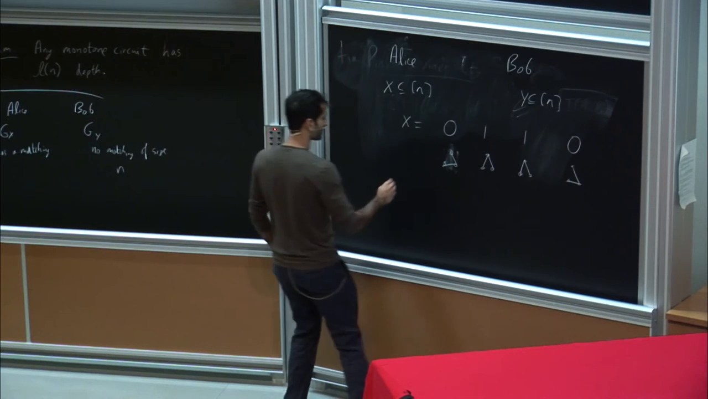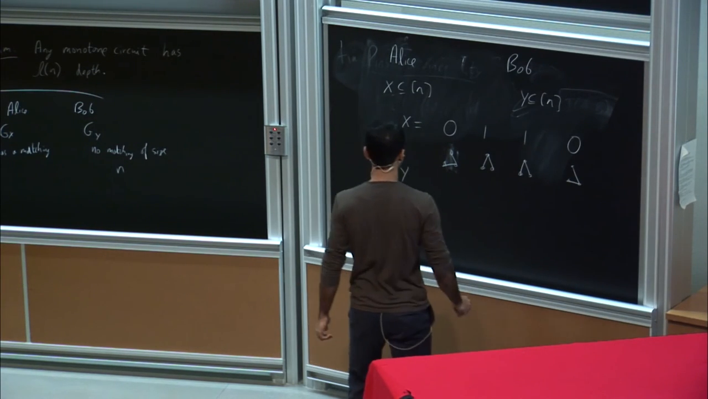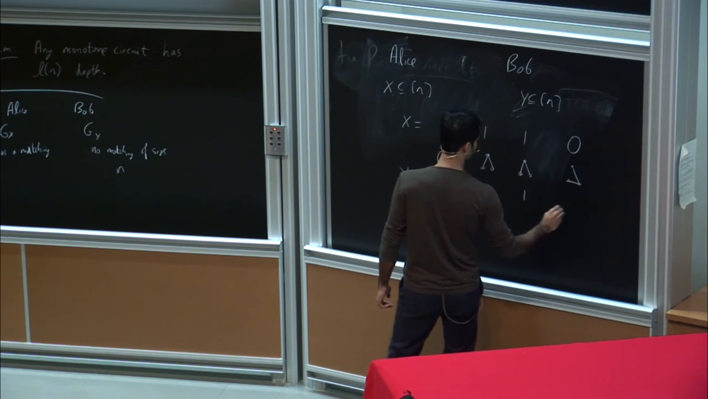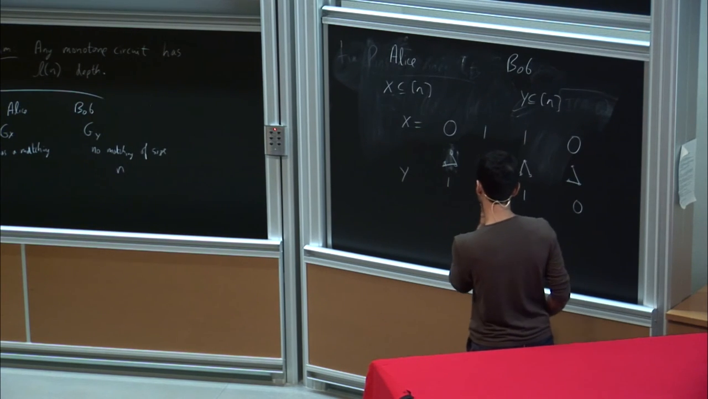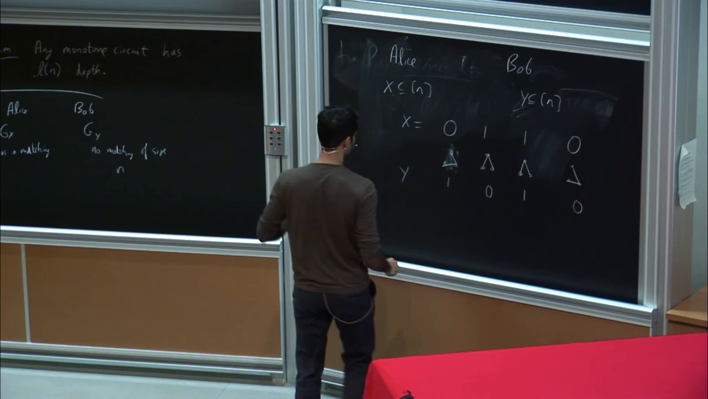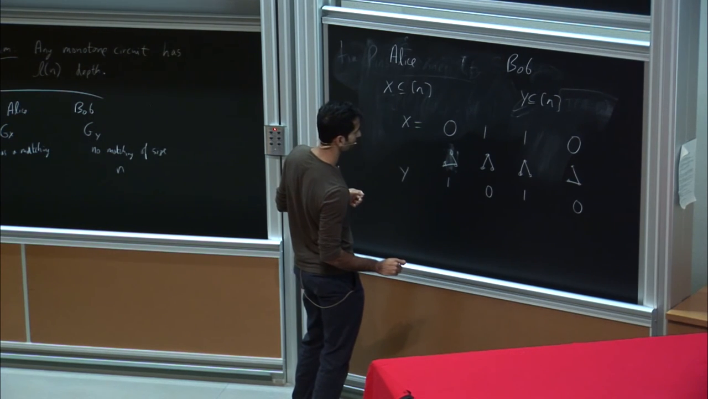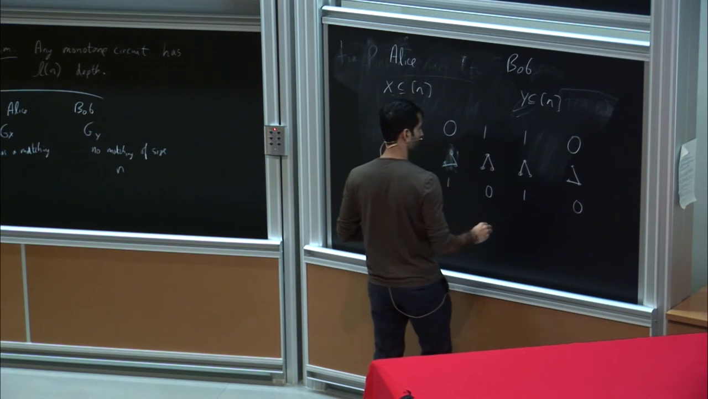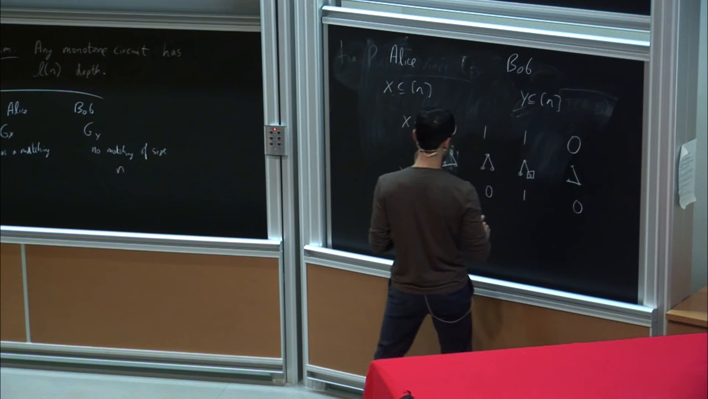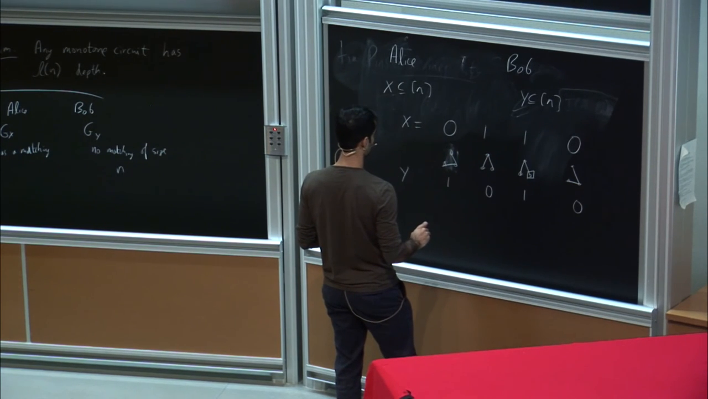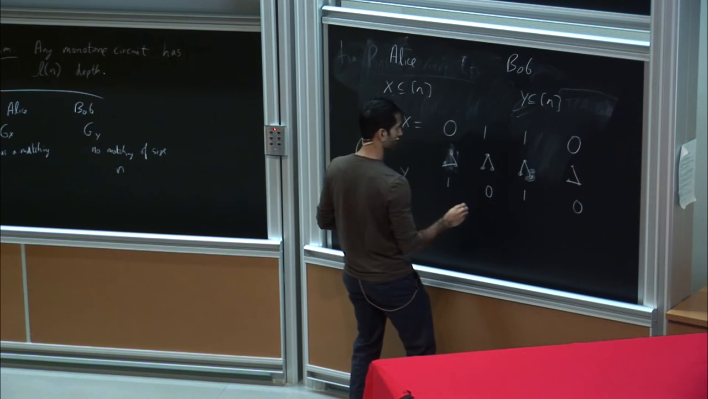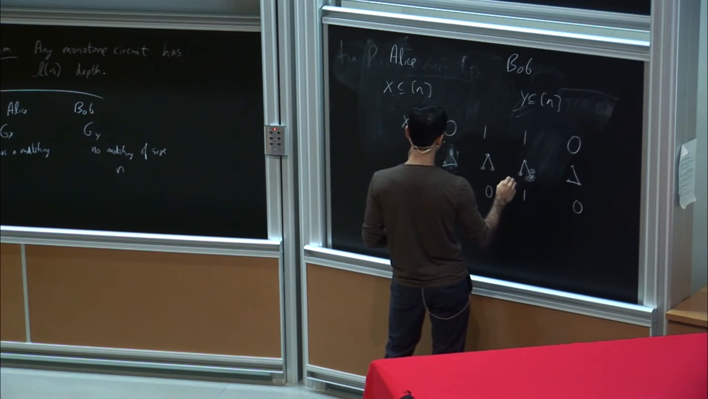And now the tricky part is describing Bob's graph. So say Bob has 1, 0, 1, 0, then what Bob is going to do is, so say the intersection here, and the other way, intersection.